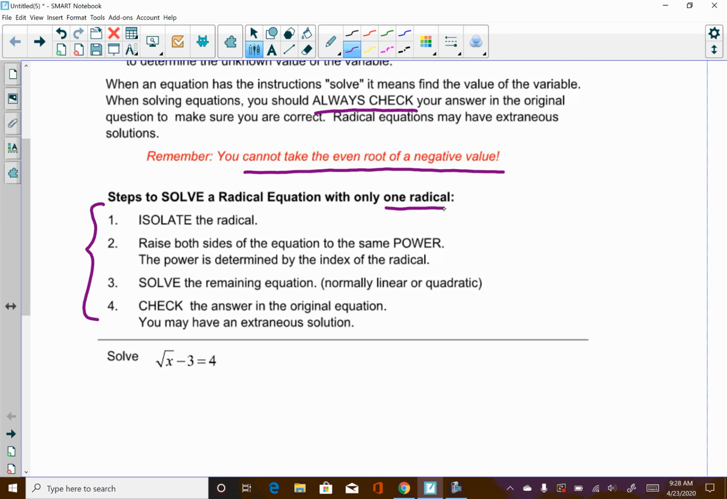Raise both sides to that power. So if it's the square root, you're going to square both sides. If it's the cube root, you'll cube both sides. If it's the fourth root, to the fourth power on both sides, and so on. You'll solve the equation, whether it be linear or quadratic. And then lastly, you're going to check your answer in the original equation. And like I mentioned before, you might have an extraneous solution. And so if you have any of those, you'll just nix it, cut it off.